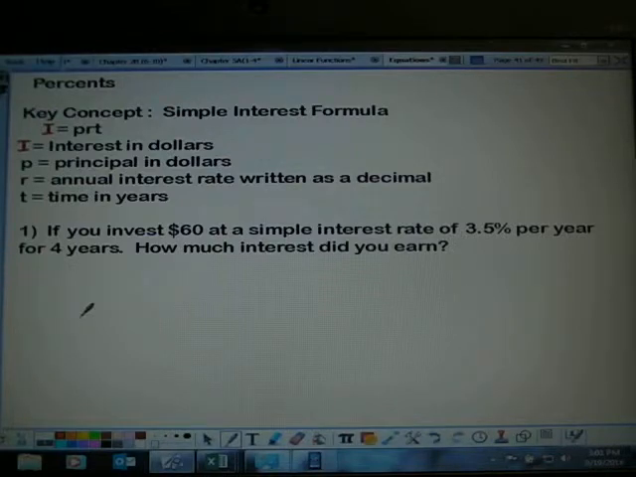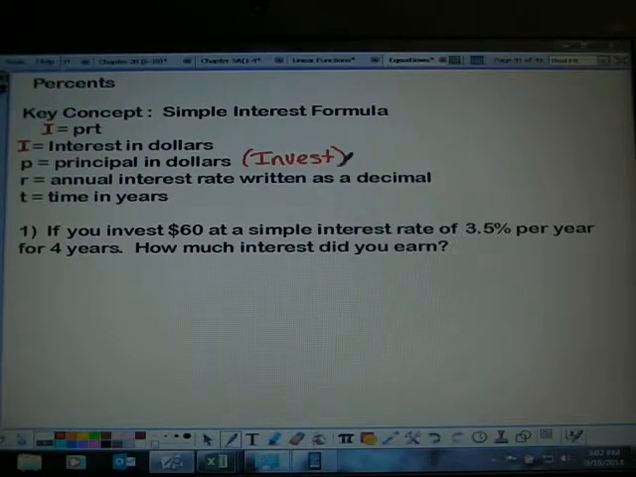P is your principal. Principal, again, is in dollars because the principal is the money that you invest. So that is money you invest, the money you start with. Okay? R is your annual interest rate, and it must be written as a decimal. You will see them written in percent form in the equation, and we're going to change them from percent form to decimal form. To change it from percent form to decimal form, you're always going to move the decimal 2 places to the left. We'll show that as we go through the first example.